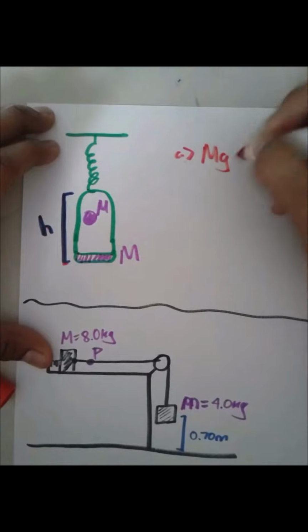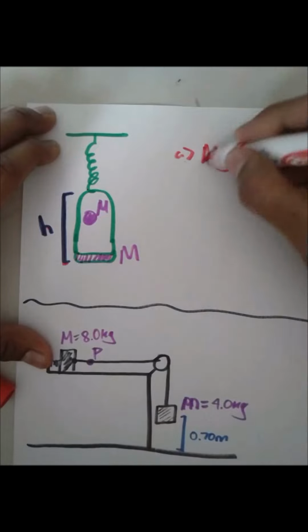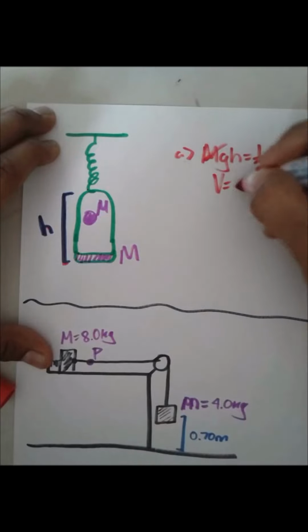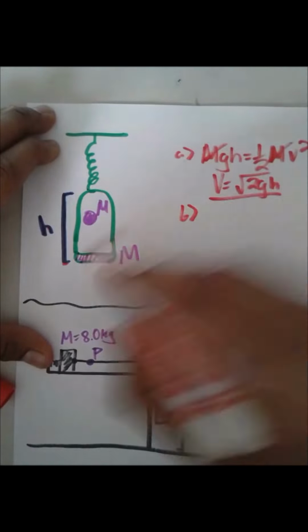So mgh is equal to 1/2 mv squared, right? That's all we've got to do here. Solve for velocity: the square root of 2gh. Boom, you're done. That's how we find its velocity the instant before it hits the pan.